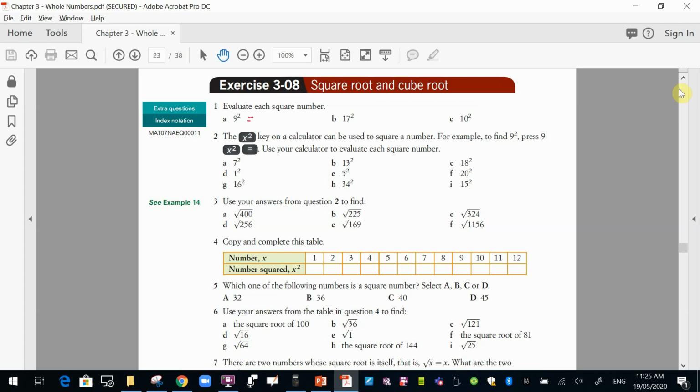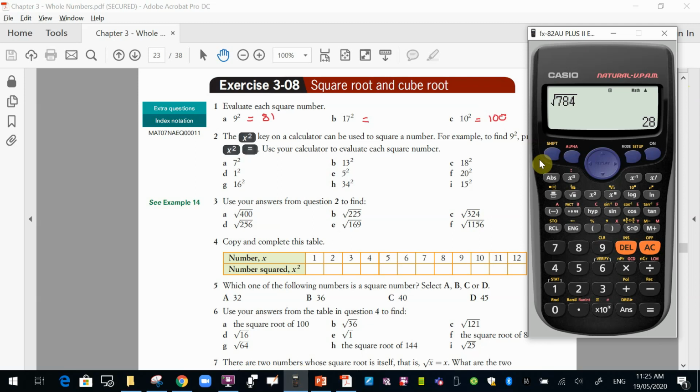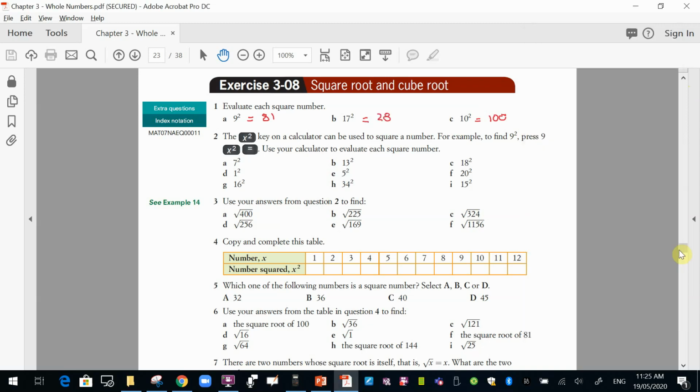Question 1, evaluate each square number. 9 squared equals 9 times 9, which is 81. If you can write these into your book, I can do 10 squared, that's easy. 10 times 10 is 100. This one I'll need a calculator because I don't know 17 times 17. So 17, and we press the square button, equals 289. If you need to pause at any time so you can write down the answers, feel free.